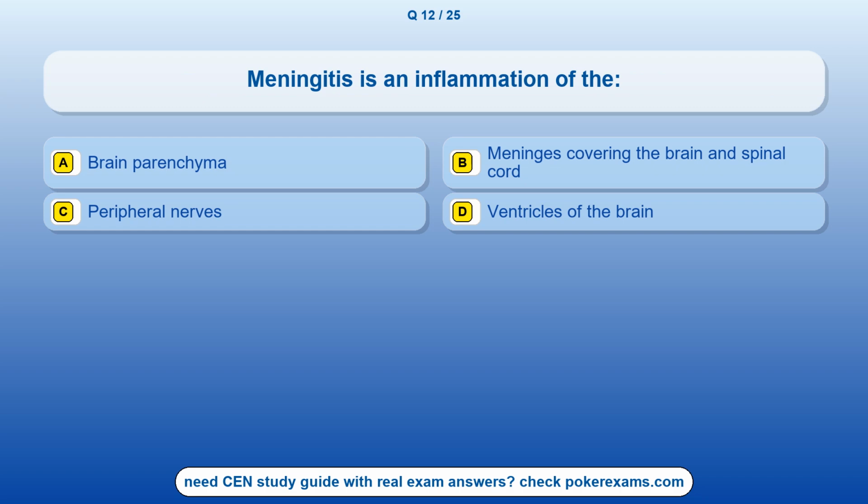Question 12. Meningitis is an inflammation of the: Option A. Brain parenchyma. Option B. Meninges covering the brain and spinal cord. Option C. Peripheral nerves. Option D. Ventricles of the brain.